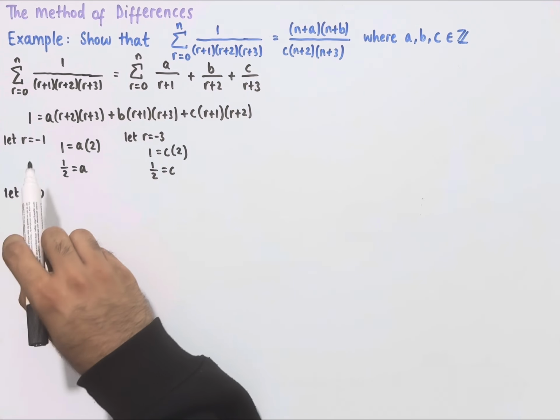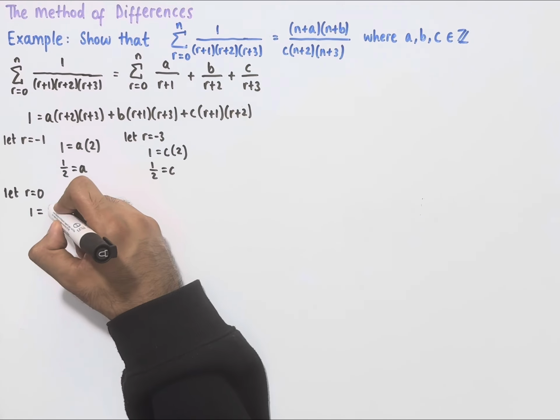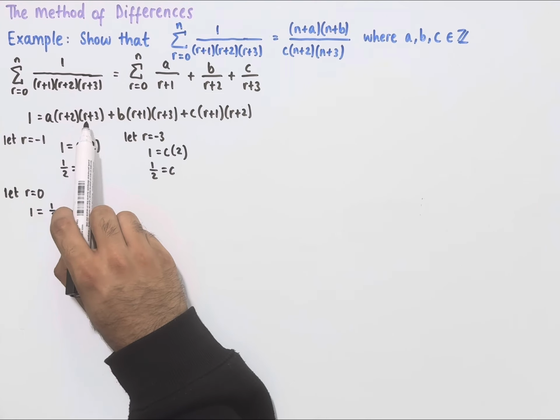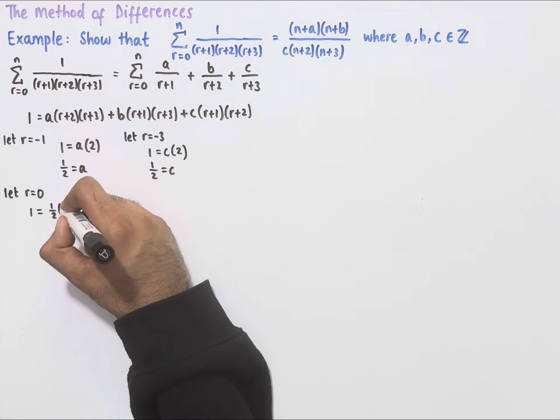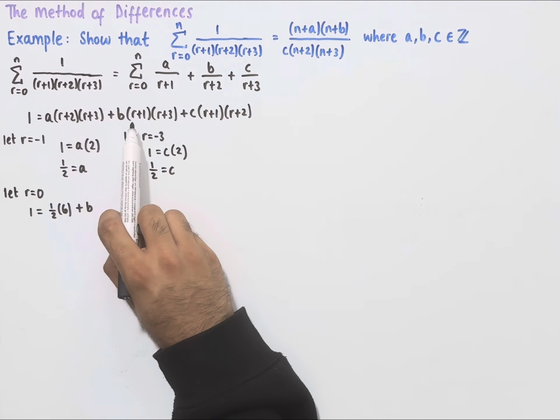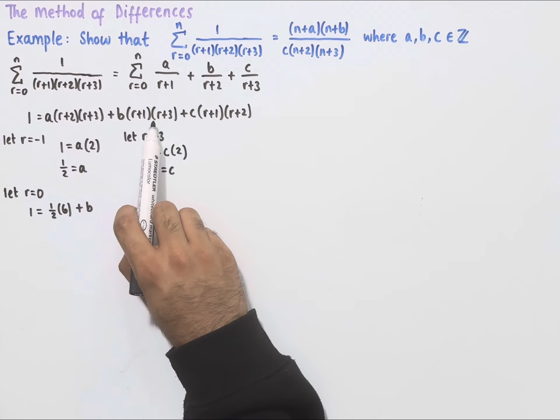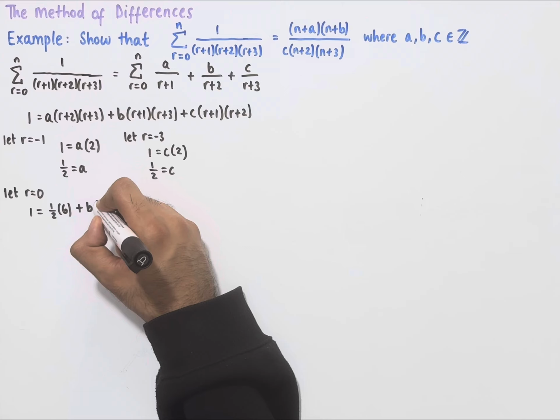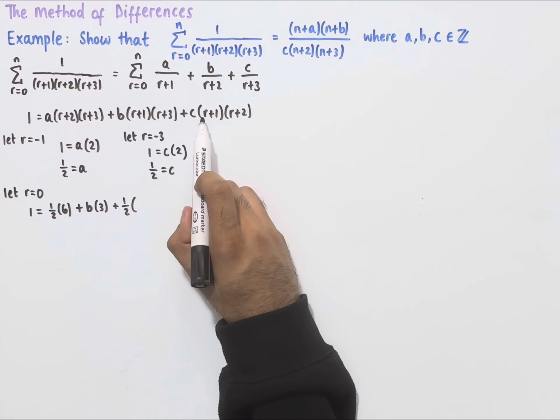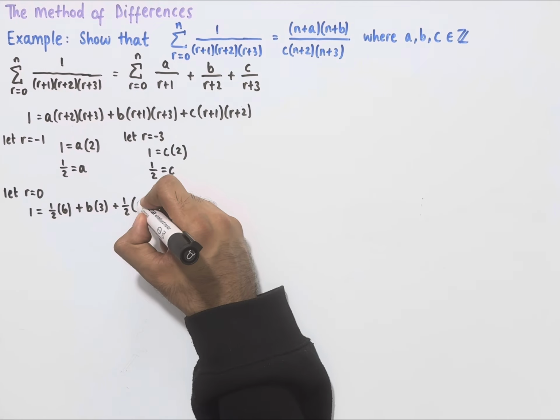Finally, if we let r equal to 0, then we end up with 1 equals to, now a is equal to a half. We have in the first bracket 0 plus 2, which is 2, and then in the last bracket 0 plus 3, which is 3, and 3 times 2 is equal to 6. And we have plus b, which is what we're trying to work out. And now in the first bracket, we have r equals 0 plus 1, which gives us 1, and then 0 plus 3, which is 3, and 3 times 1 is equal to 3. And then for the last term, we know that c is equal to a half. First bracket becomes 0 plus 1, which is 1. The second bracket becomes 0 plus 2, which is 2, and 2 times 1 is equal to 2.